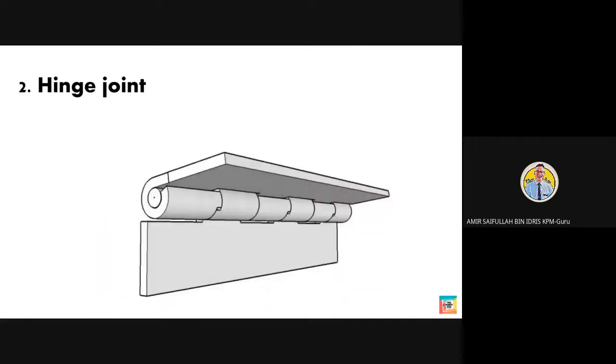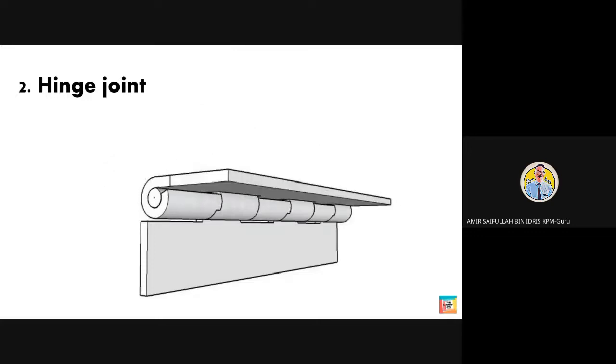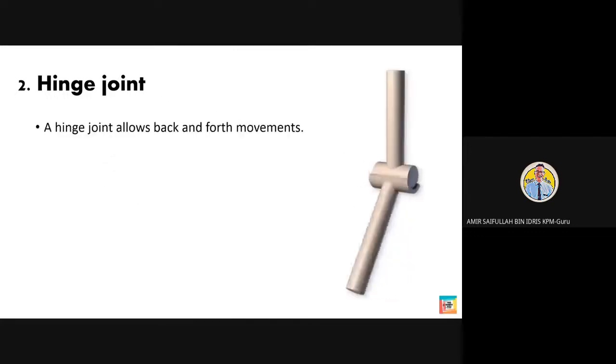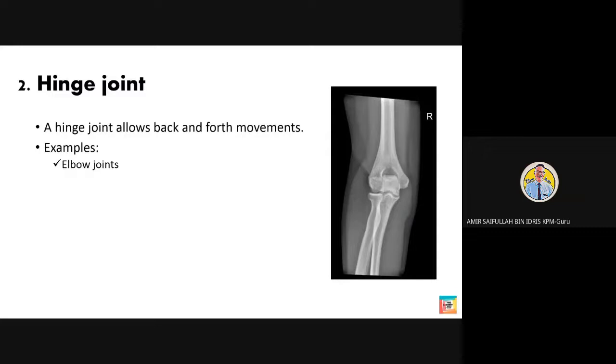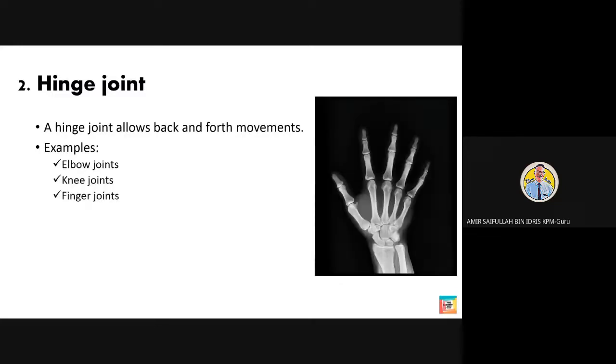You all must have seen the door hinge that allows back and forth movements of the door. A hinge joint is similar to it. A hinge joint allows back and forth movements. Examples: elbow joints, knee joints, finger joints, toe joints.